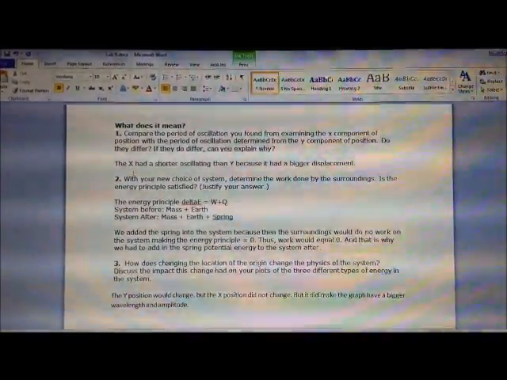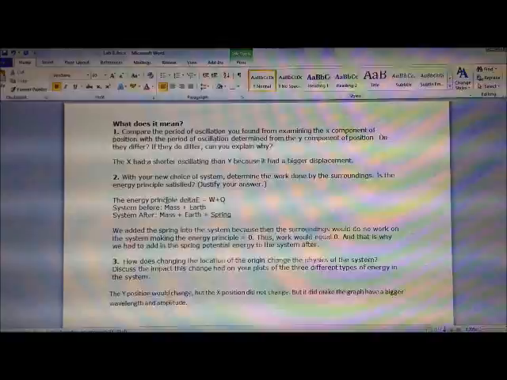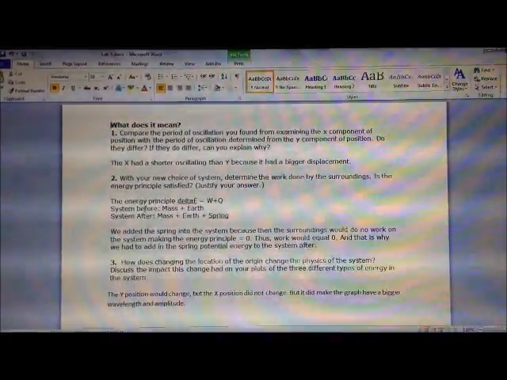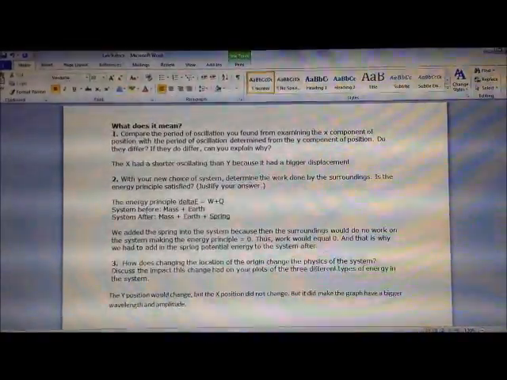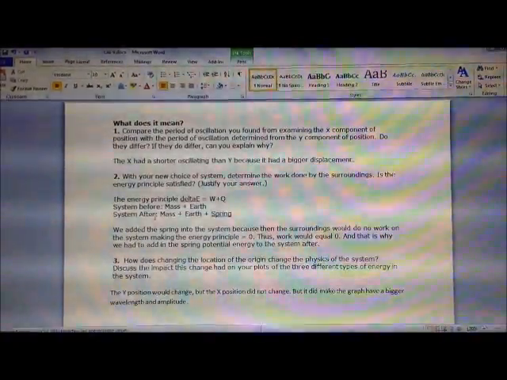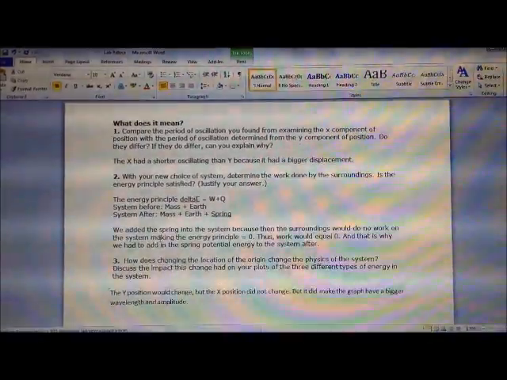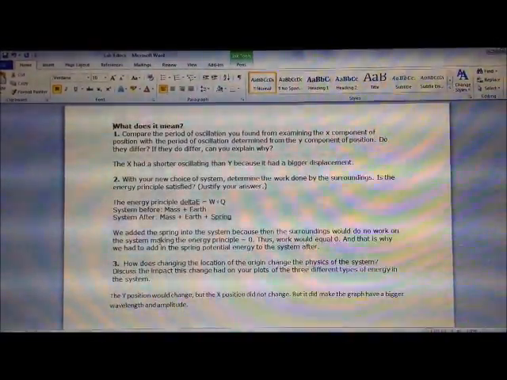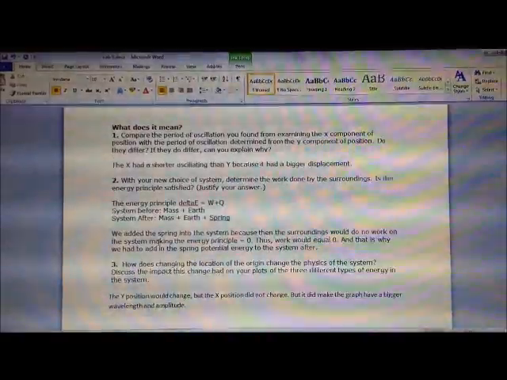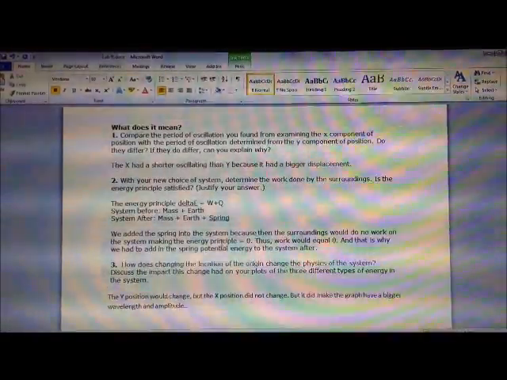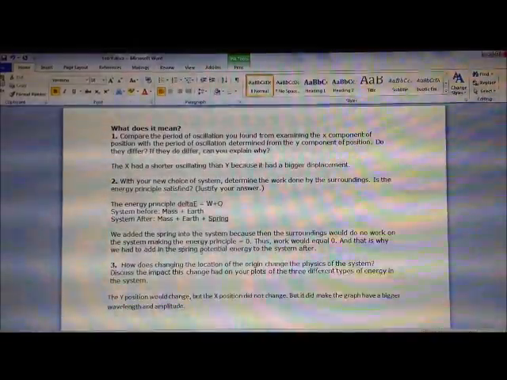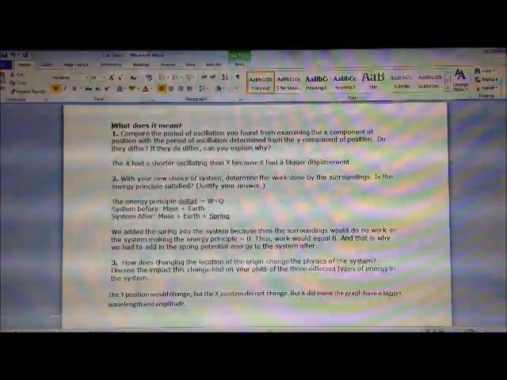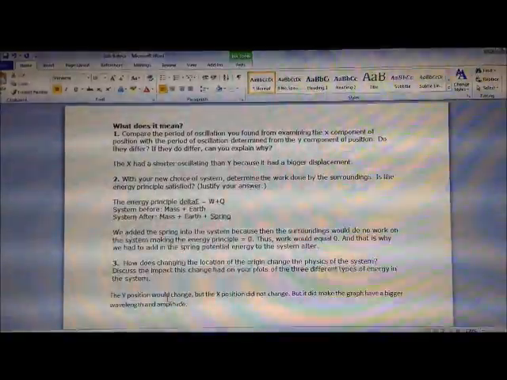In question number 2, the energy principle is delta E equals work plus transfer of energy. In the system before, in the part 1 lab, it was mass plus earth, but in this lab, for the system after, it's mass plus earth plus the spring. We added the spring into the system because then the surroundings would do no work on the system, making the energy principle equal 0. Thus, work would equal 0, and that is why we had to add in the spring potential energy to the system after.